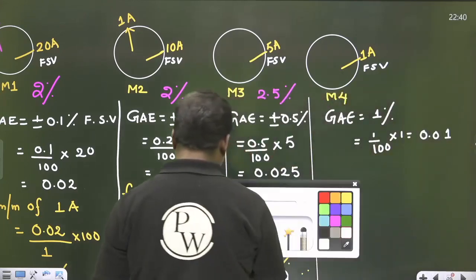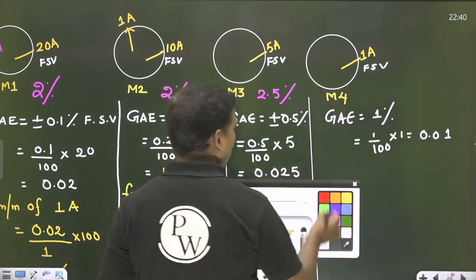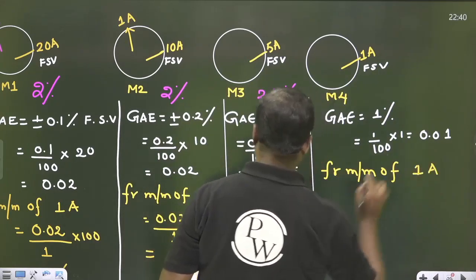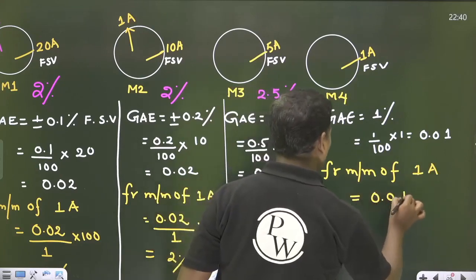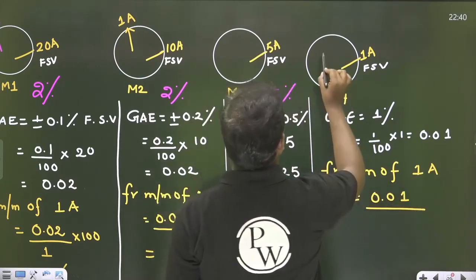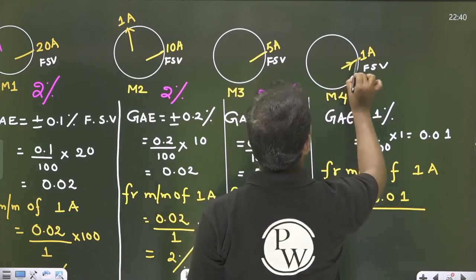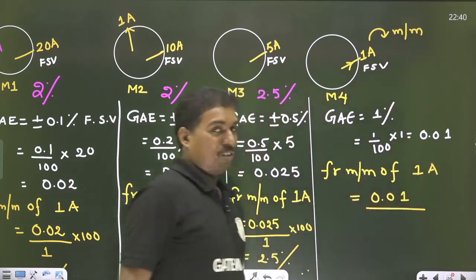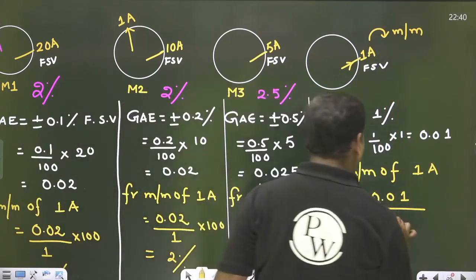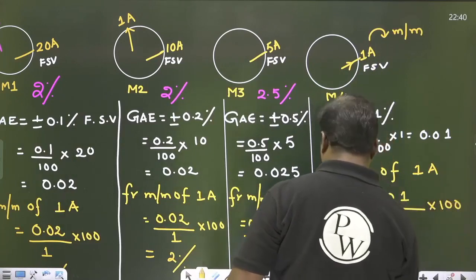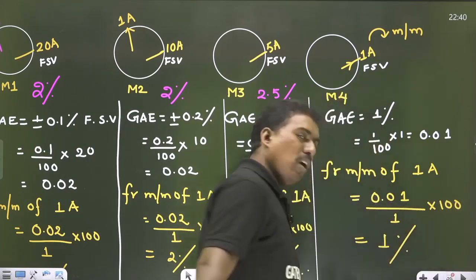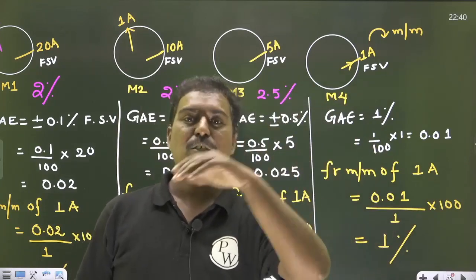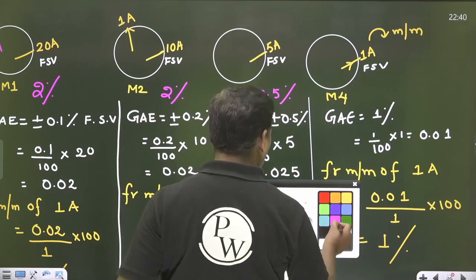So now we will take measurement of 1 ampere. What is the limiting error? That is 0.01 divided by 100, you are going to get 1%, because for the fourth instrument, the full scale value itself is 1 ampere, and this is also the measurement. So here we are going to get 1%.